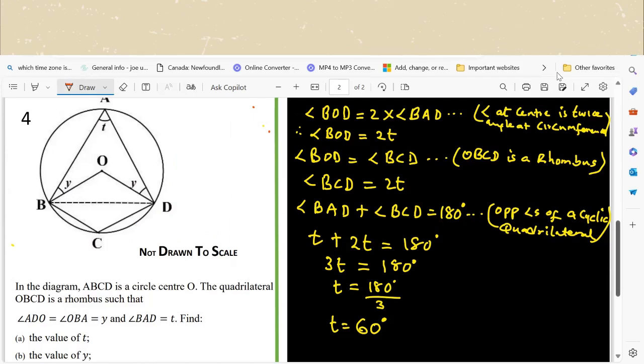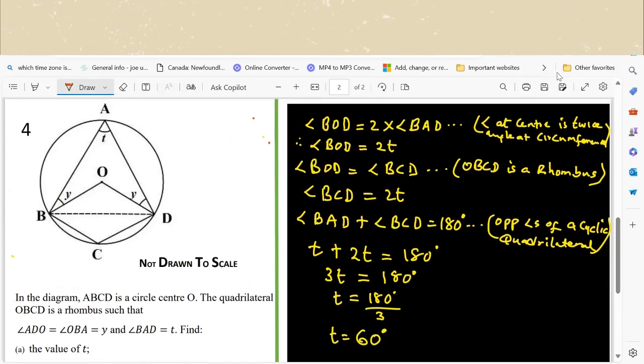So now, if we look here, we can put a line from A to O. So this line is also equal to this, which is also equal to this. Now, this is the base angle. So this one is also angle Y. This one here is angle Y.